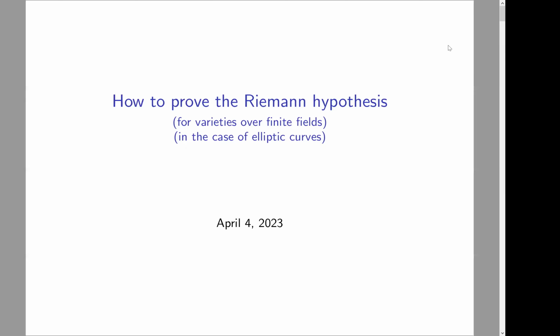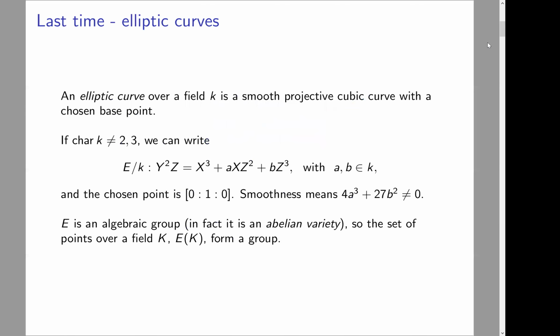So last time we introduced the idea of an elliptic curve. An elliptic curve is a variety defined over a field. In particular, it's a one-dimensional variety, a curve, and it's projective. It lives inside projective space. In fact, it lives inside two-dimensional projective space. It's what's called a plane curve. And it can be given by a cubic equation, and part of the data is that we pick a base point.